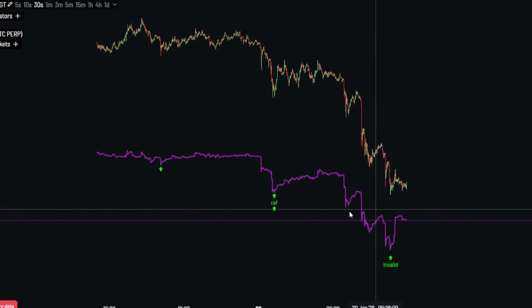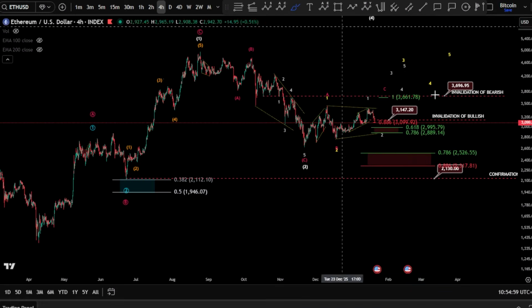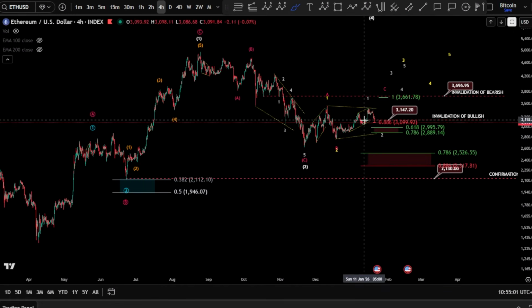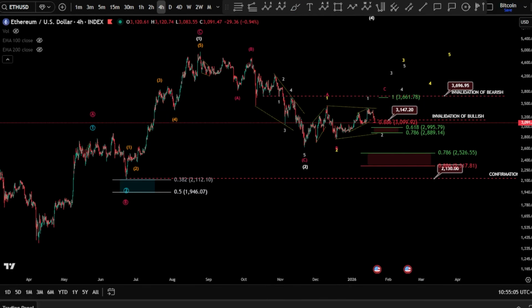We're still looking for a low. Yeah, so it doesn't look really good. So very likely that we're going to dive deeper into this red zone. All right, so this is regarding Ethereum.